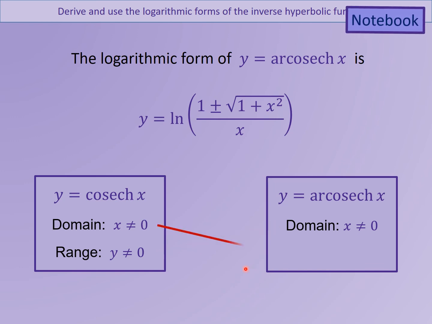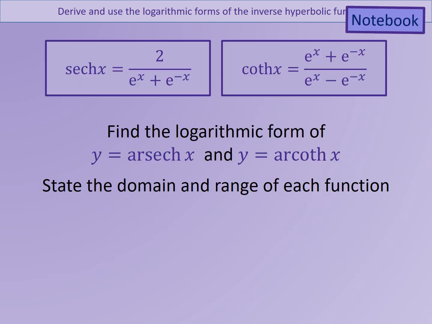Okay, what about the other one? Because this one says any values not equal to 0, this one here will be any values not equal to 0. So the range becomes the domain and the domain becomes the range.